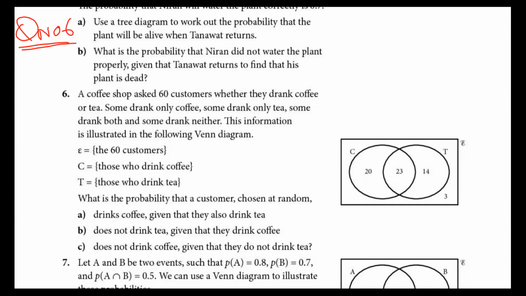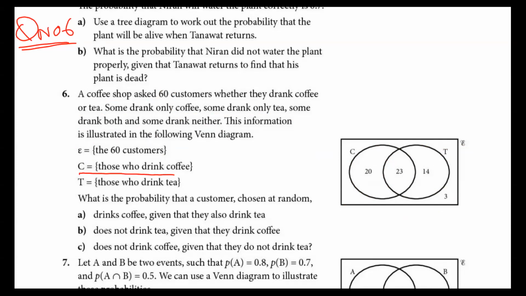All right. Some drank only coffee, so this part is called only coffee, and some drank only tea, so this is called only tea. Some both means 23 people drink coffee and tea together. And neither means what is outside: 3 people are drinking neither coffee nor tea. So this data is given, and 60 are all the customers together.